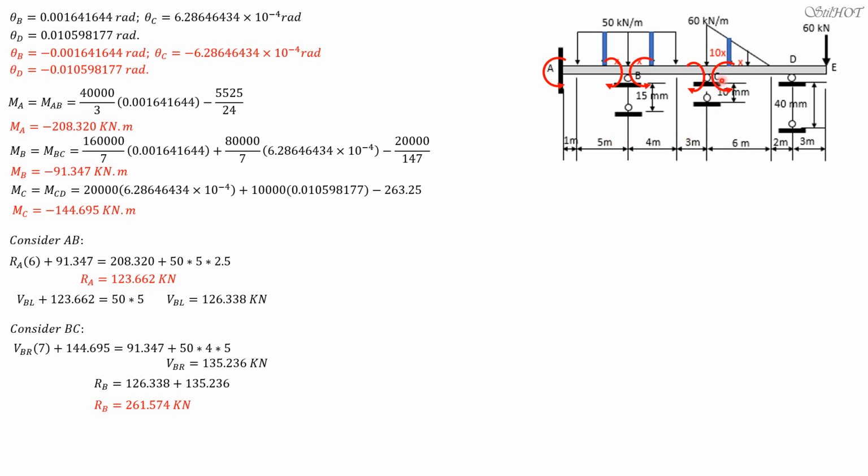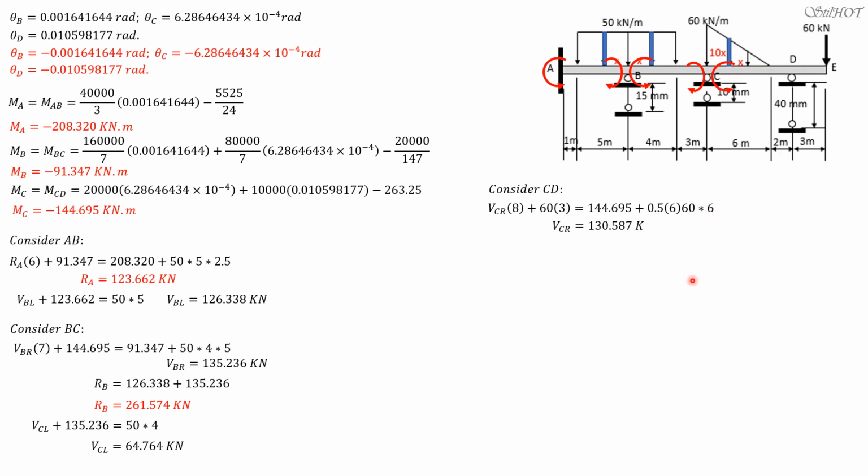Next, let's consider CD to solve for shear at C, by the way, summation forces Y to solve for shear at C just to the left. So shear at C just to the left plus 135.236 equals the load 50 times 4. So shear at C just to the left is 64.764 kilonewtons. Let's consider CD, summation moment at B equals 0. So shear at C just to the right plus 60 times 3 equals moment at C 144.695 plus moment of the load, one half of 6 times 60 times 4 plus 2 is 6, moment arm.